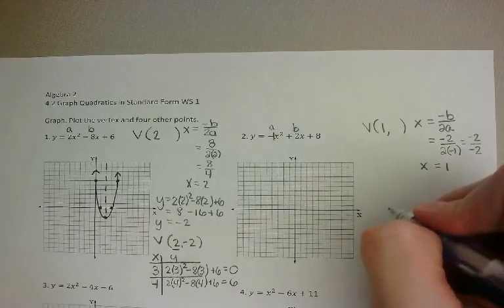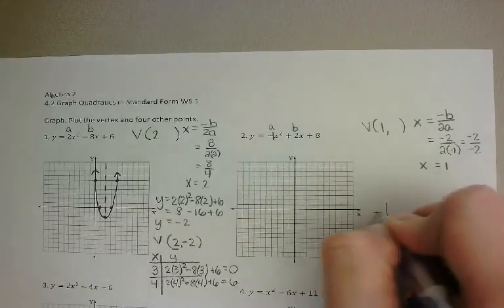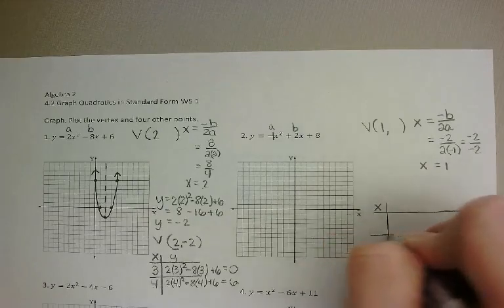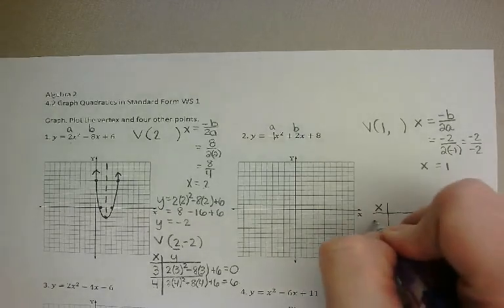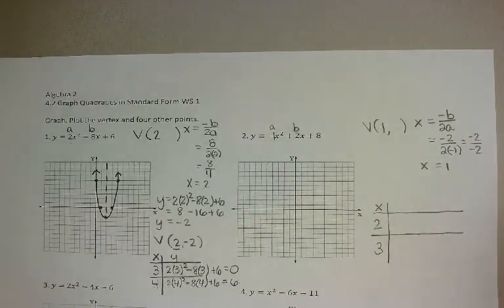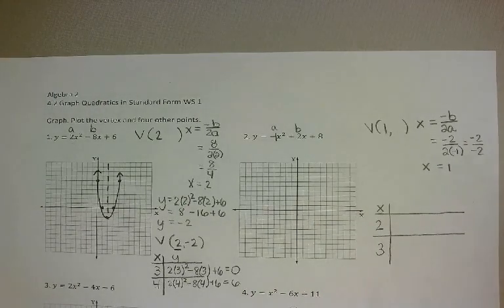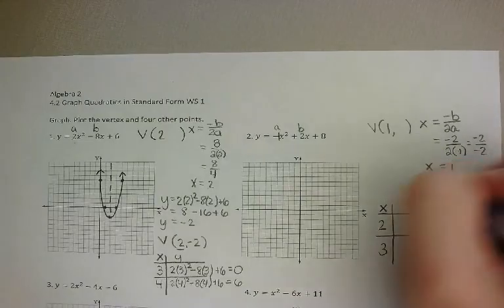Okay. I'm going to go ahead and kind of skip a little bit. I'm going to go ahead and make my table. So I need to pick 2 more X's. If that X is 1, then I'm also going to pick a 2 and a 3 later on. Now if I want to find my Y values, I'm going to take my X's and plug them in.